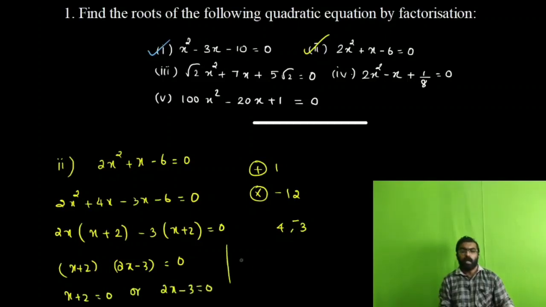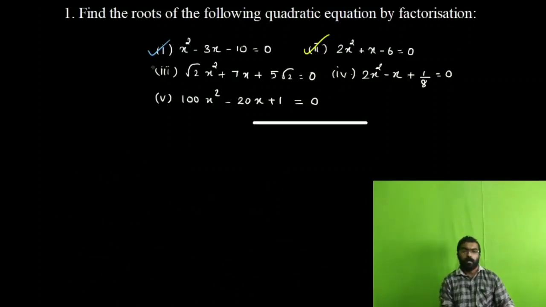From this we can write x equal to minus 2 or 2x is equal to 3, that is x equal to minus 2 or x equal to 3 by 2. So these are the roots of the given equation. Okay. Now consider the third one. Root 2 x square plus 7x plus 5 root 2 is equal to 0.